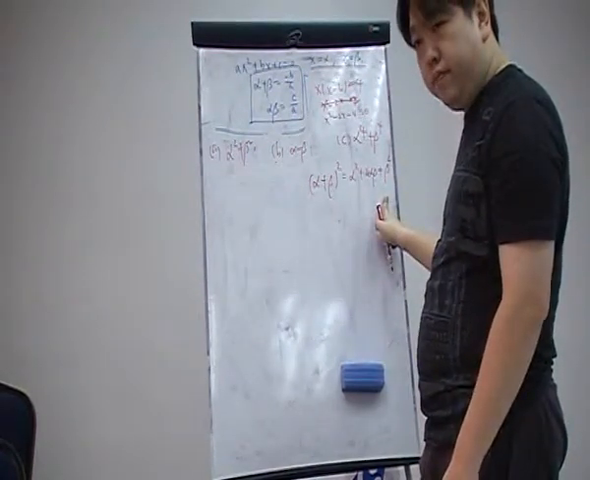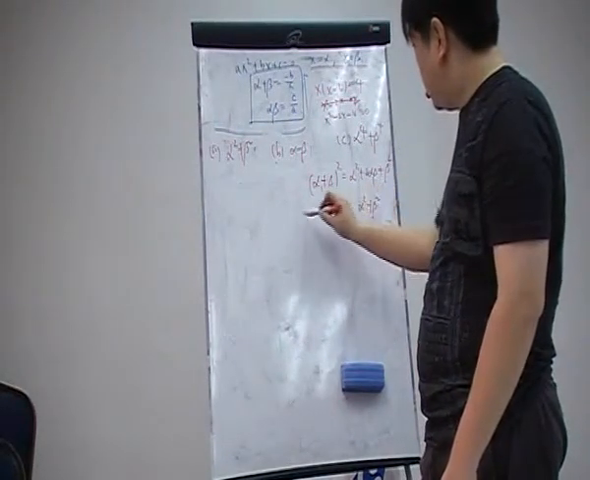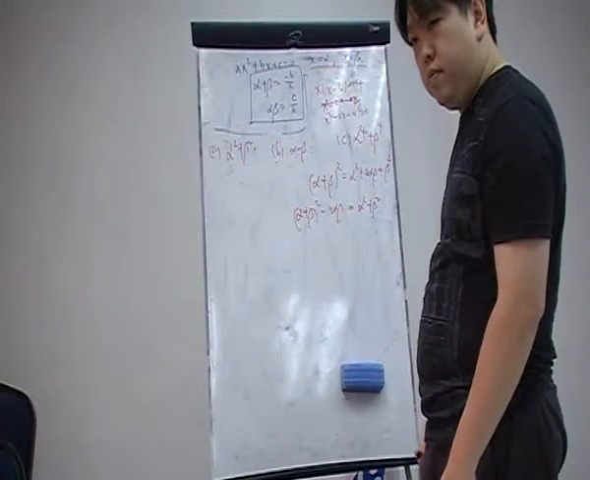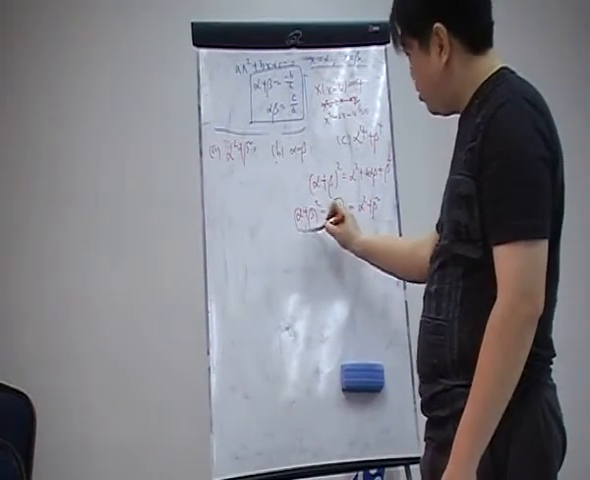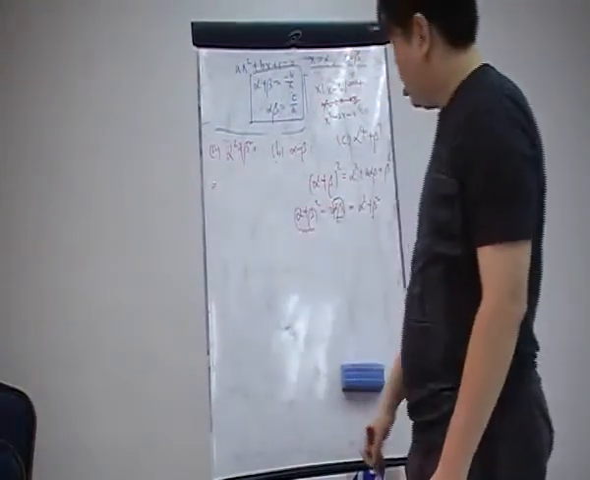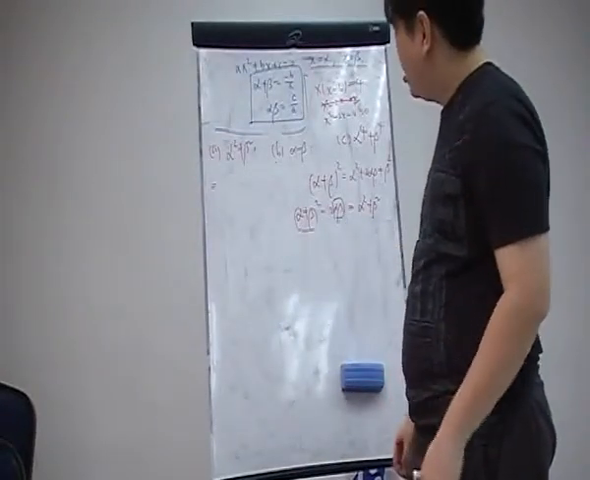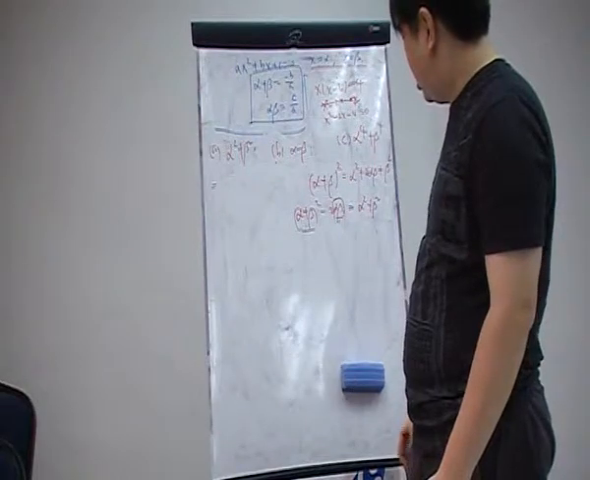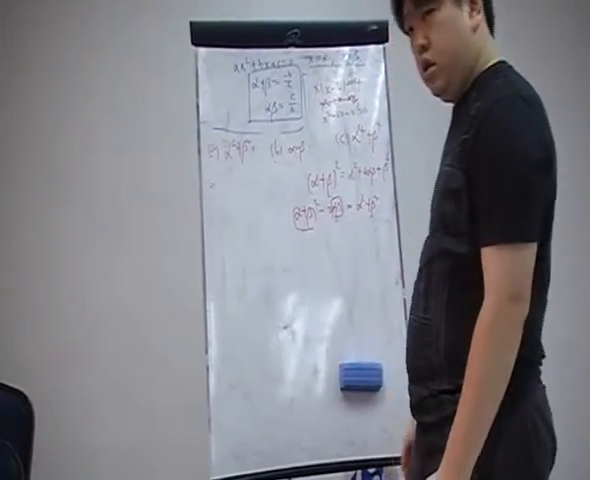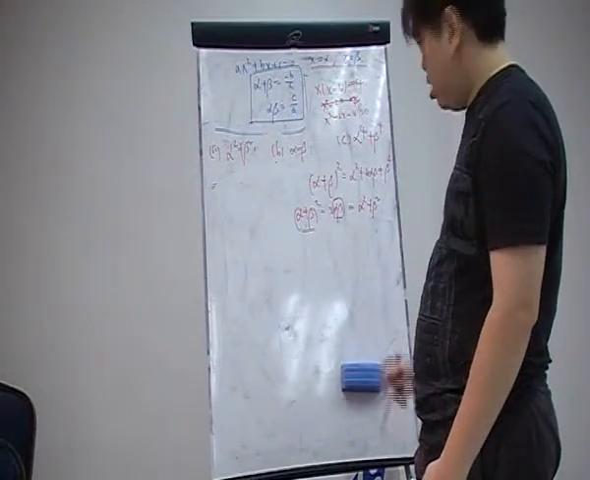This one, do you understand? This is the trick you need to know, so that it becomes product of roots and sum of roots. So a square plus b square equals a plus b square. Alpha square plus beta square equals alpha plus beta bracket square. Correct, right?